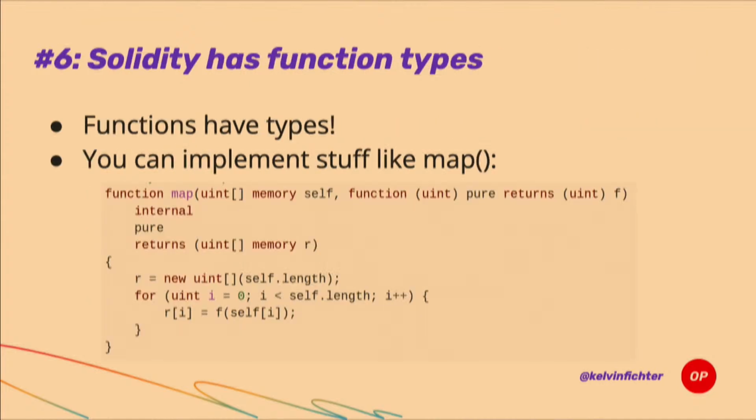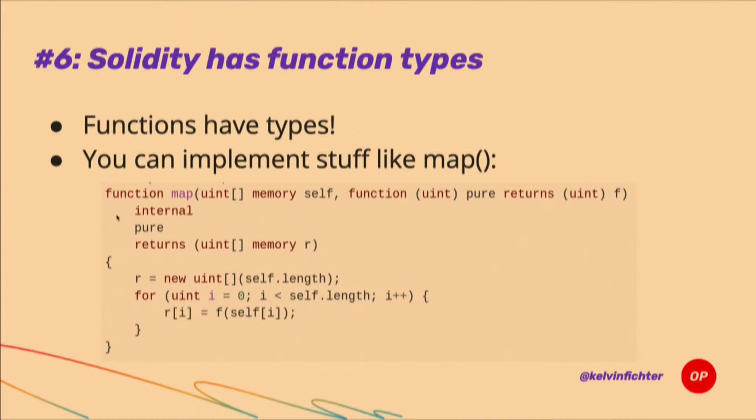All right, another one that not a lot of people know about, but it's pretty cool. Solidity has function types, so you can actually pass references of functions into other functions, which allows you to do things like map. This is one of the examples from the Solidity docs, where let's say you want to define a map function, and it takes an array of uints as the first parameter, and it takes a function that takes a uint and returns a uint.